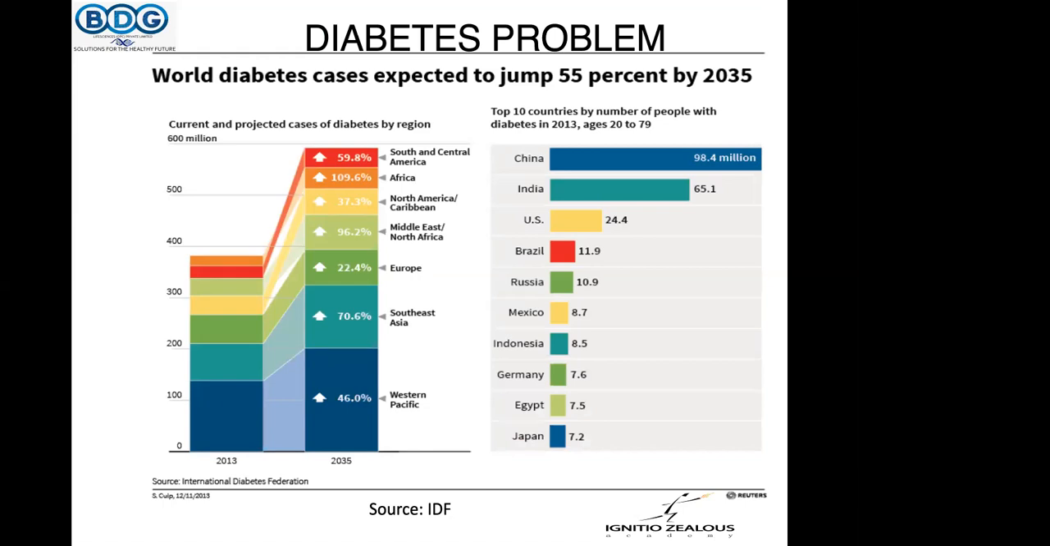But how I see this particular slide is India and China, and to some extent the United States, are the most affected countries across the globe, having the largest number of diabetic patients. And if I look at the projections for 2035, I can still see that India and China are leading. So when I see this as a stat, as an industry, I see that as an opportunity.